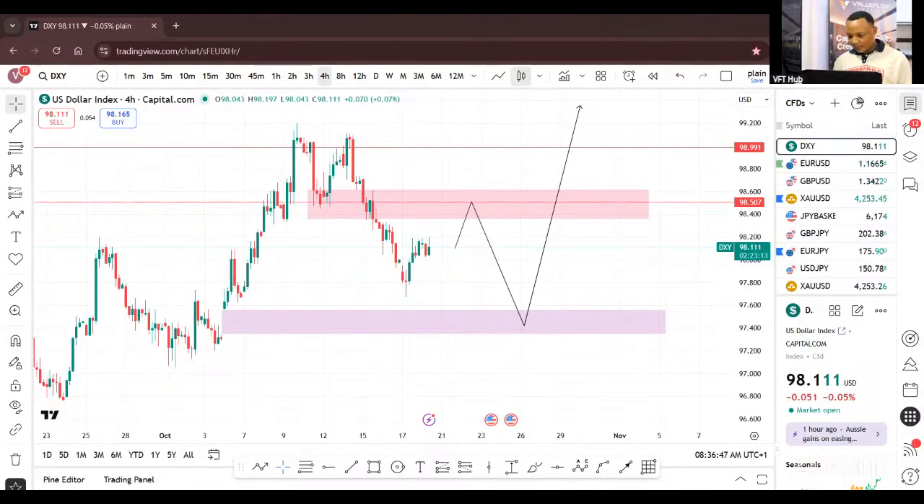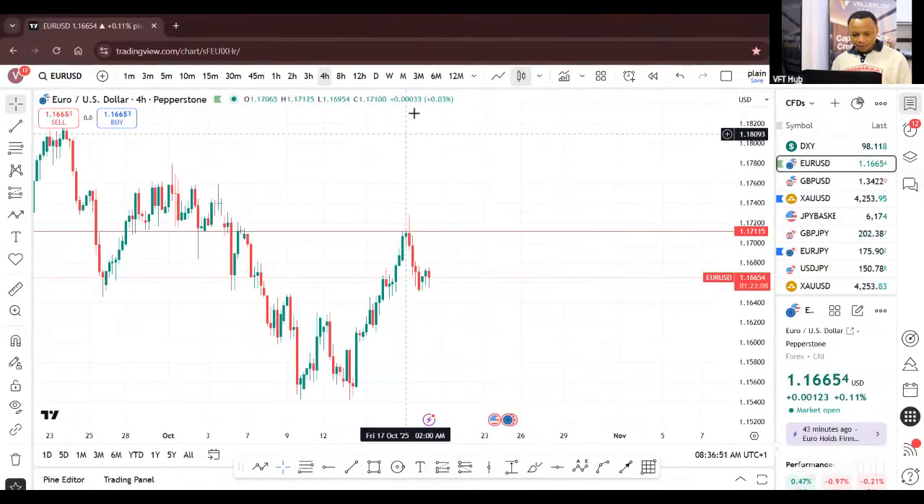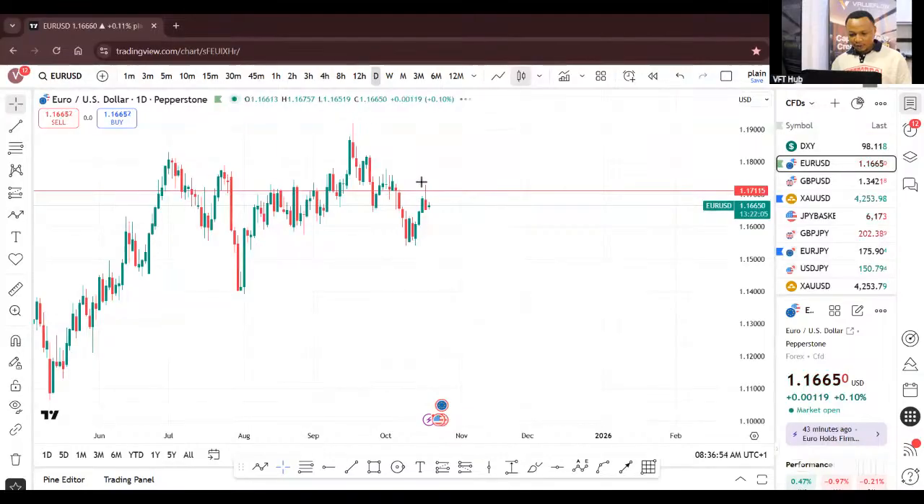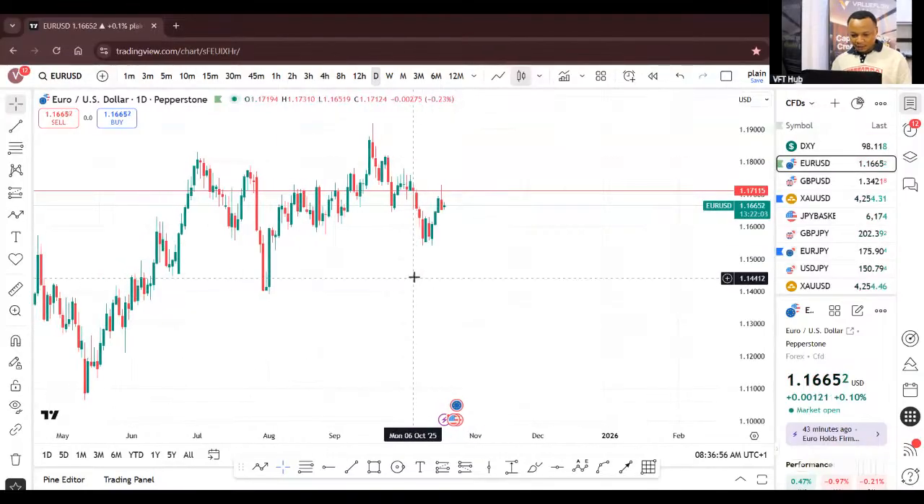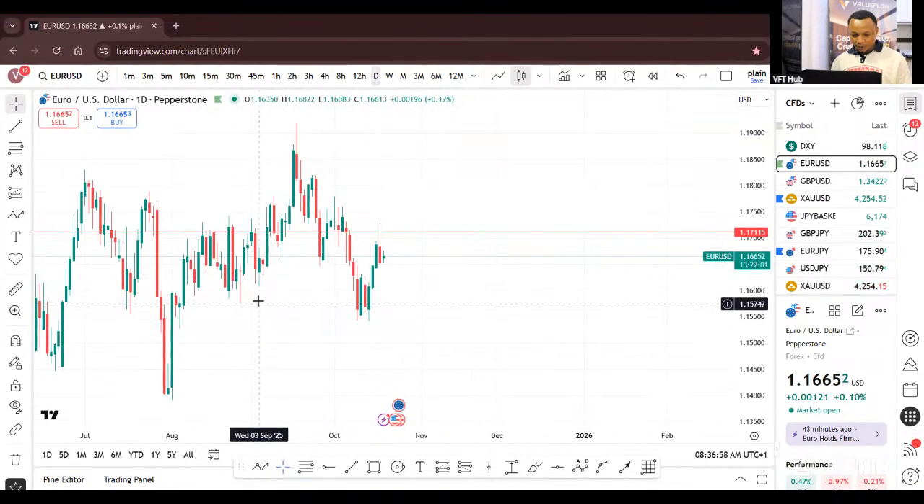Let's see how that's going to have an impact on other currency pairs like the Euro USD, GBP USD, and the like, starting off with the Euro USD. Now, looking at the Euro USD on the daily time frame, I would see that it has already traded a little downwards, unlike what we have on the dollar index where price is stuck within a range.